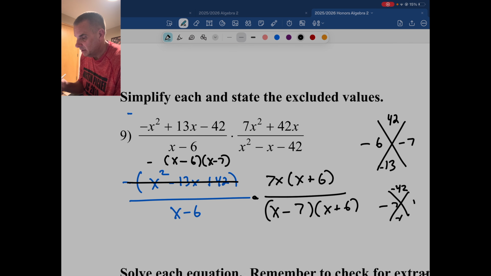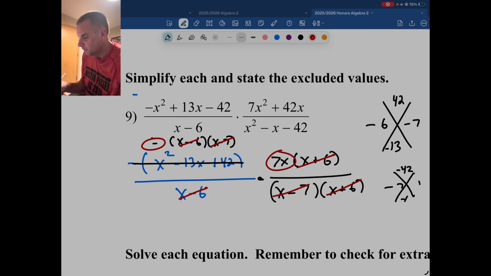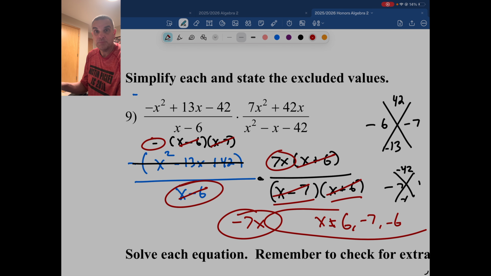So we're multiplying, so we've got x minus 6, x minus 6, x minus 7, x minus 7, x plus 6, x plus 6. Eesh, all of that cancels out. I've got that negative and 7x. There's our solution. Now I've got to get the excluded values. So that one is 6, that one is negative 7, and that one is negative 6. So there are our solutions. That was a factoring nightmare.